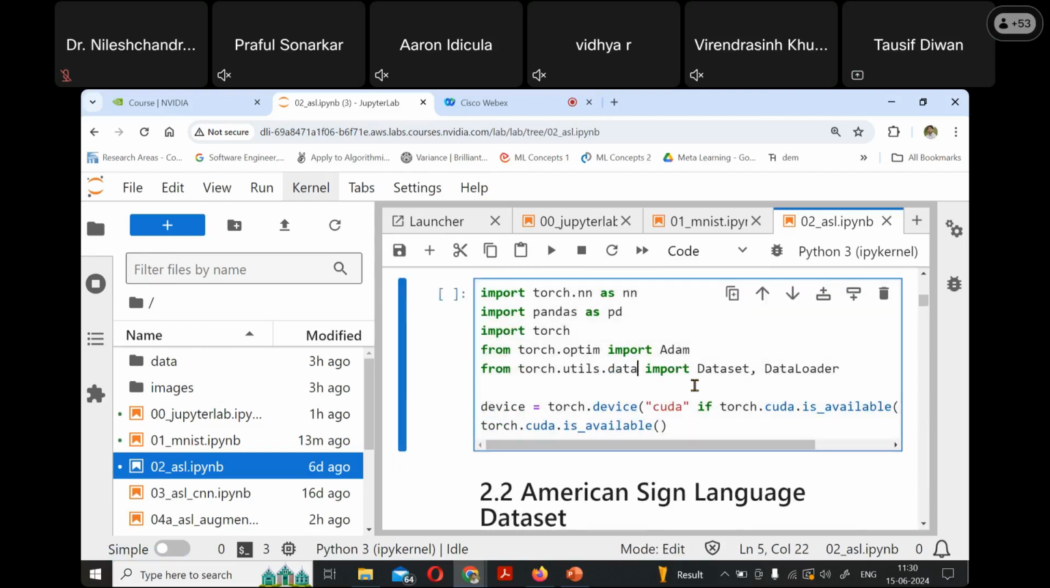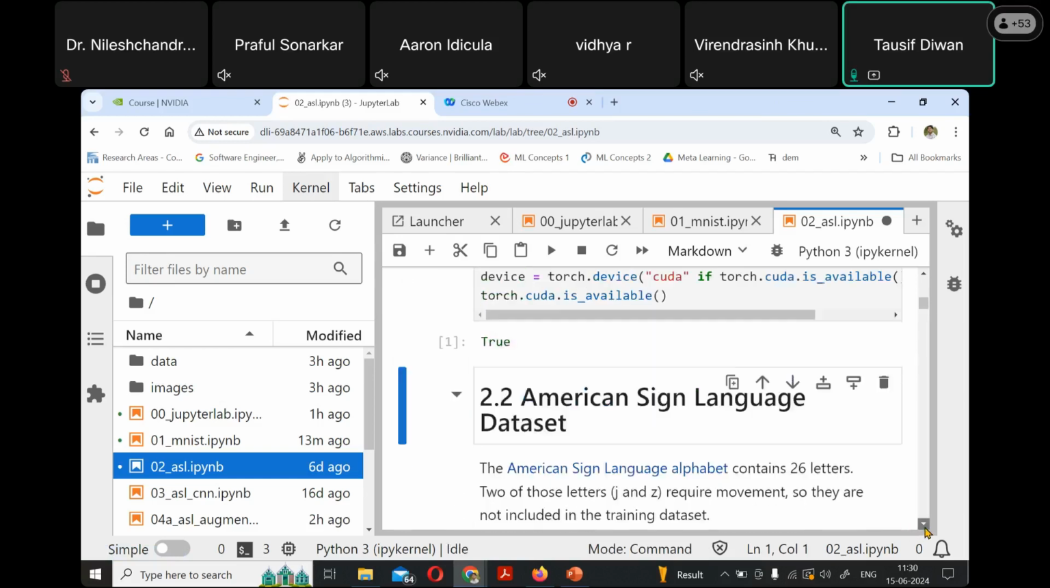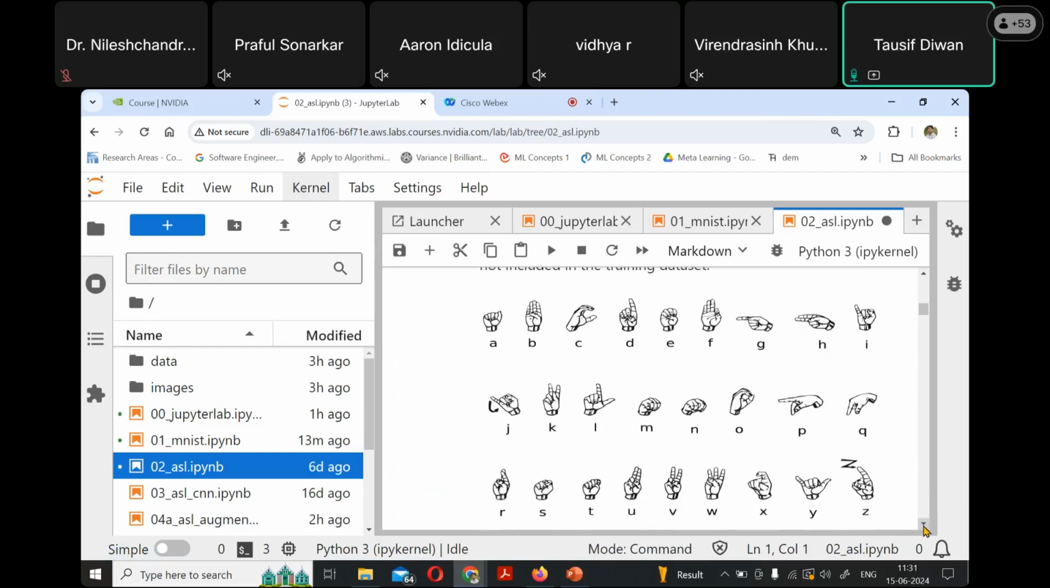Once again, we are importing these libraries. Then this is the American Sign Language dataset. See, this type of images are there. Once again, it's a grayscale image, black and white images. The number of channels in the input is equal to 1. This is the label. Then this is the image.